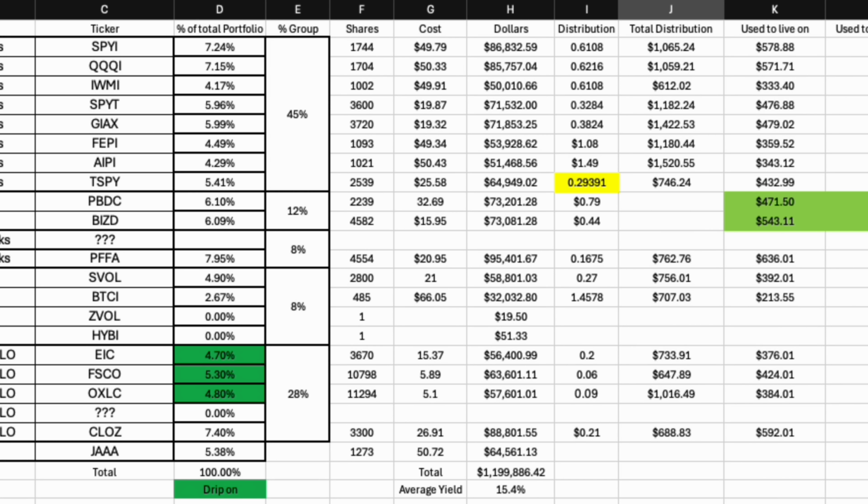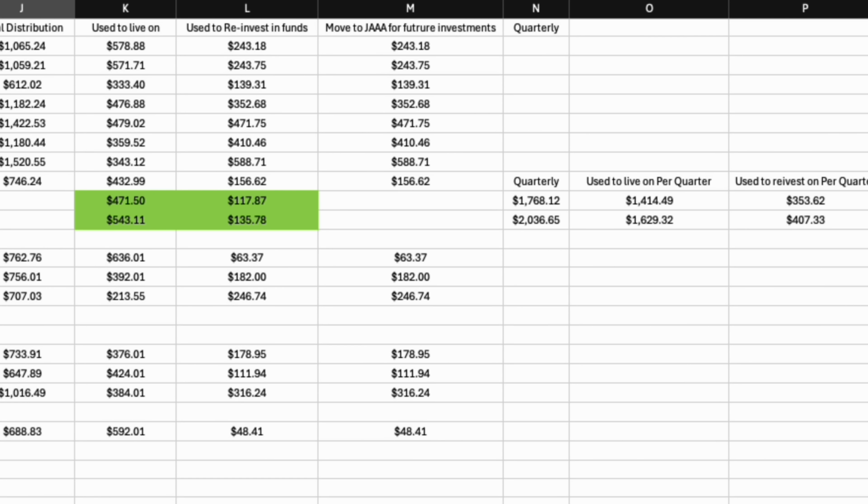So it's shares, and then it's cost. And dollars, that's what my actual cost is in dollars that I have invested. Distributions are the actual distribution rates for each one, right off the most recent one. Total distributions, you can see what that is. Use the live on.